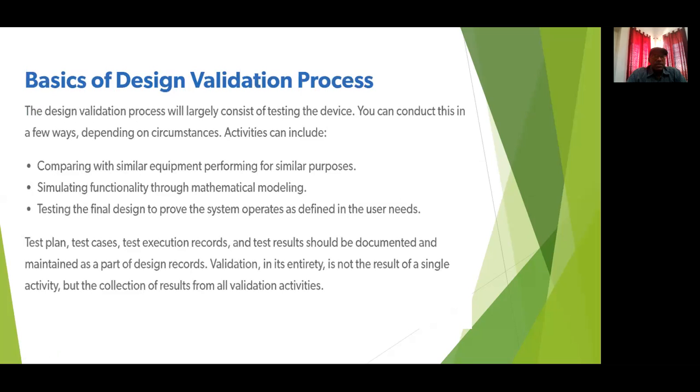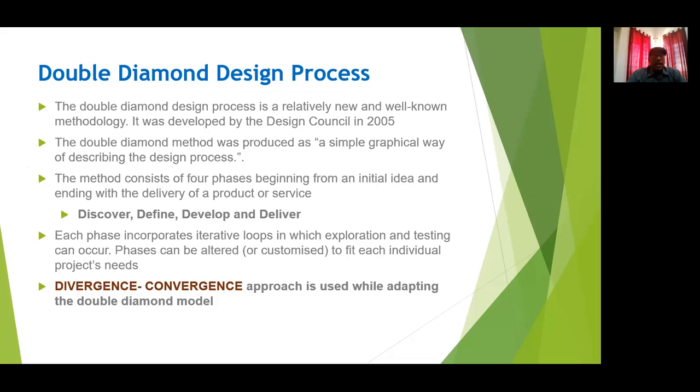And what are the basic steps? It comprises comparing with similar equipment performing similar purposes, simulating their functionalities and developing a mathematical model, and testing the final design to prove the system operates as defined in the user needs. It is associated with a test plan, test cases, test execution records, and test results, which are to be documented and maintained as a part of the design process. Validation is not the result of a single activity, but a collection of results from all validation activities.